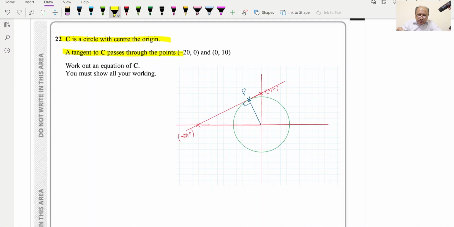The tangent to C passes through the points (-20, 0) and (0, 10). Work out the equation of C. You must show your working. And this diagram I have drawn for your explanation.